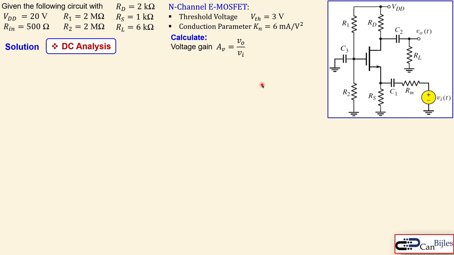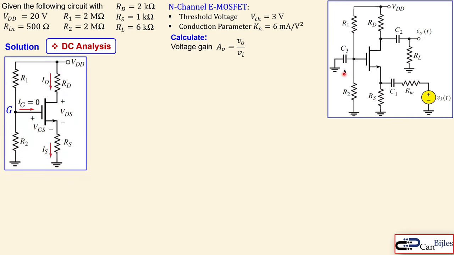We start with the DC analysis. So we create from here the DC circuit. That means the capacitors are all open, so this is open. This is also open, that means we lose the load. And this is open, so we lose the RN, also the VI. That's why we have it here. So we only have the four resistors and the VDD and the MOSFET.